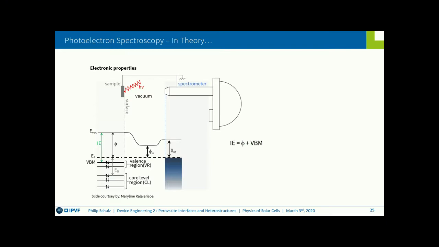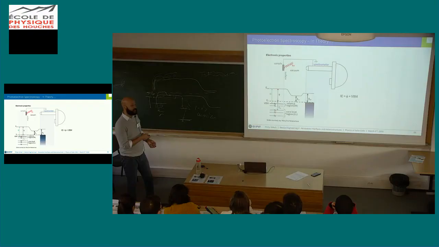Now, what would happen if you bring this system into contact with your spectrometer? And this is actually a very important yet very confusing part as well, because you do have your sample work function, but there is also a spectrometer work function. And these are different levels of different vacuum levels, so to say.